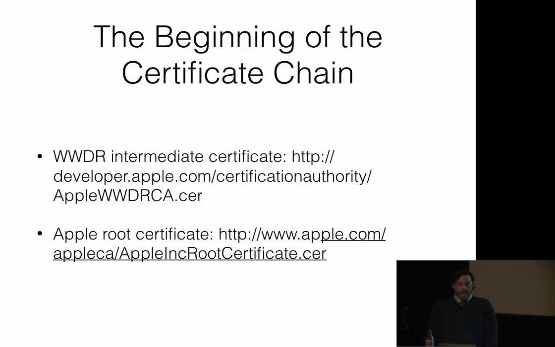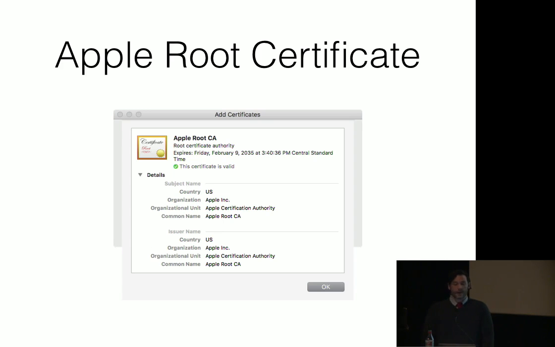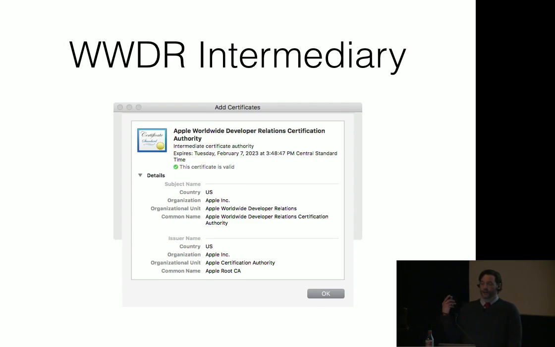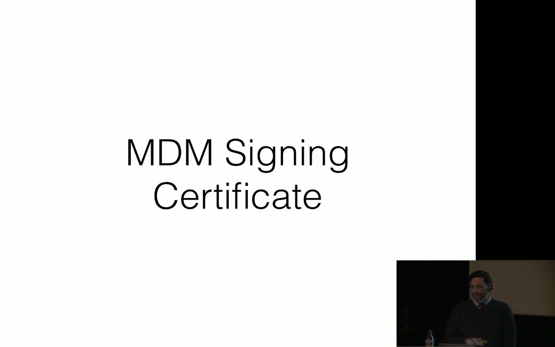The beginning of that chain is the Apple root cert. That's publicly available. URL's here. Feel free to download it, although it's already on all your devices. The WWDR cert public key is also available. On your device, they look like this. There's your Apple root cert and your WWDR intermediary. So these are pretty much basic certificates.